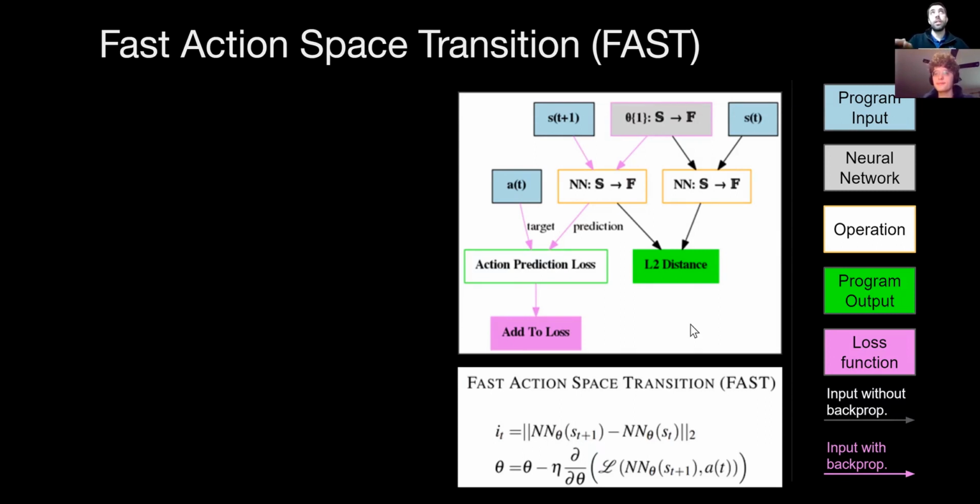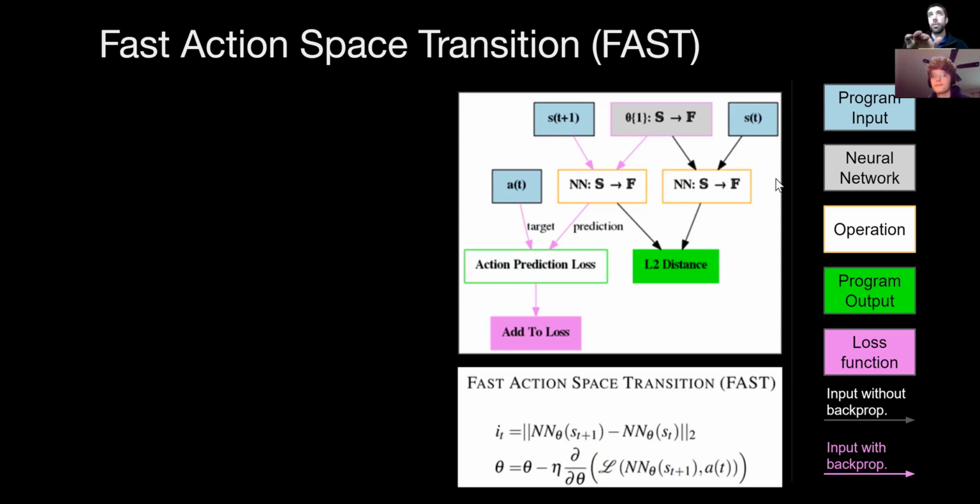The first one is what we called fast action space transition, or FAST for short, and it's a very simple program. Essentially, it consists of a single neural network that takes as input both the current state and the next state, and evaluates both of them and tries to predict the action from one of them. So in particular, you can see it receives a loss function to correctly predict the action from the future state s_{t+1}. Now, since the states are not equal, you're going to predict something different from s_t than from s_{t+1}. And the difference in these predictions is the reward you give to the agent.